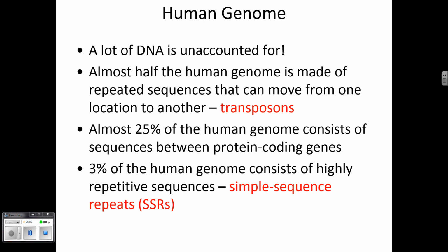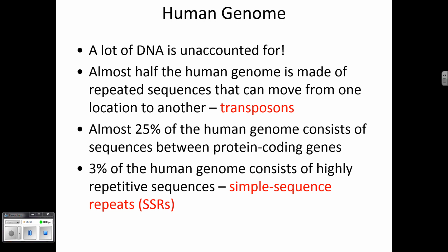Now that's just the protein coding genes. When we think about the DNA, then we have no idea what it's for. We figured out that half of our human genome is made up of repeated sequences that can hop from one place to another, and they're called transposons. Most people believe those are related to evolution. 25% of the human genome consists of sequences that are just in between the protein coding regions. We don't really know the function of that.